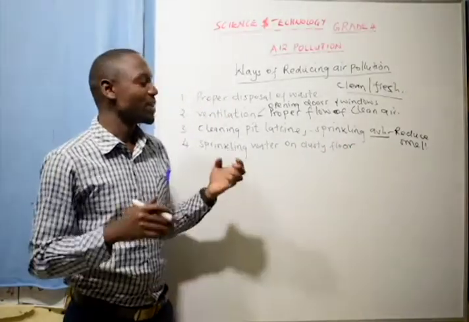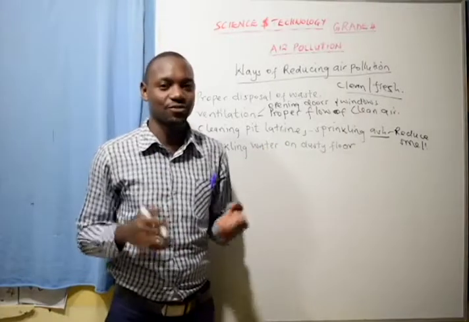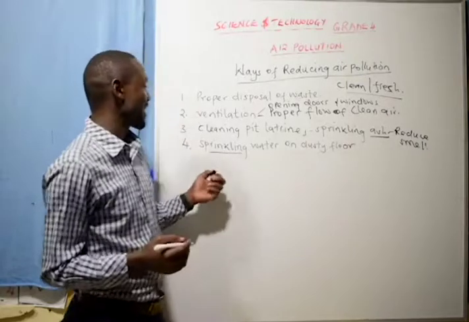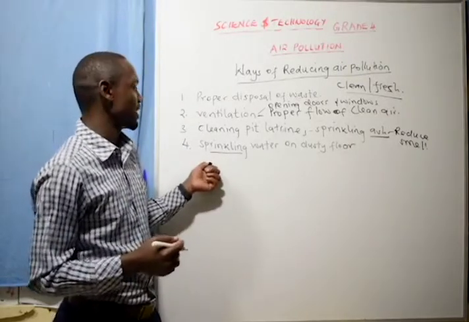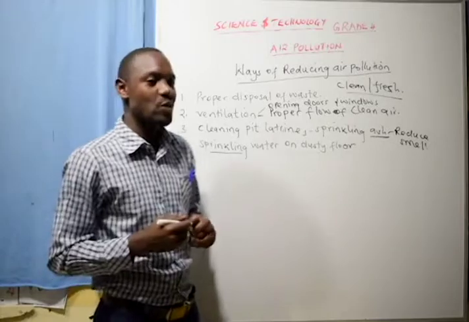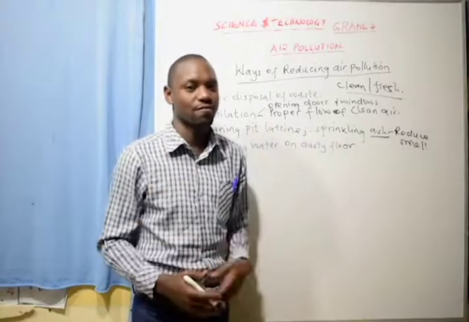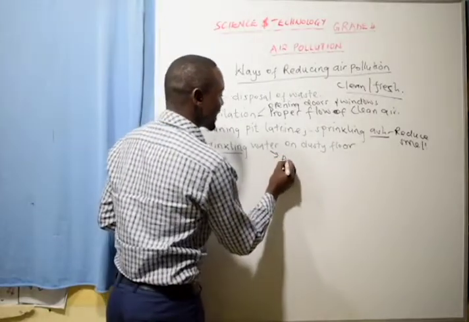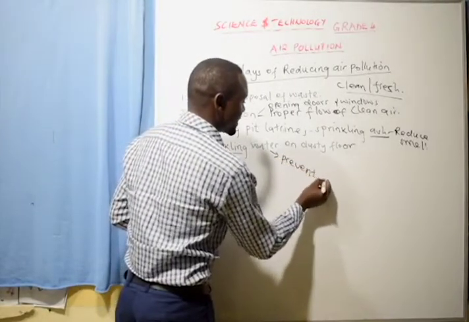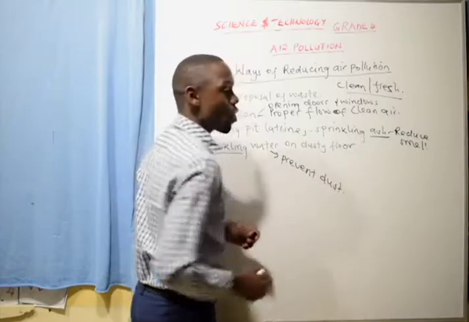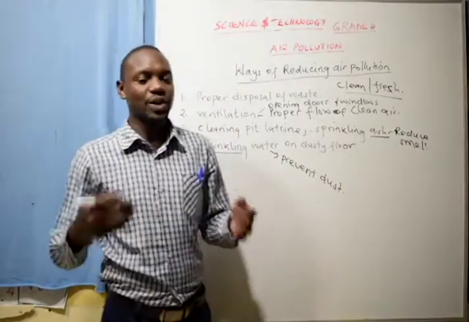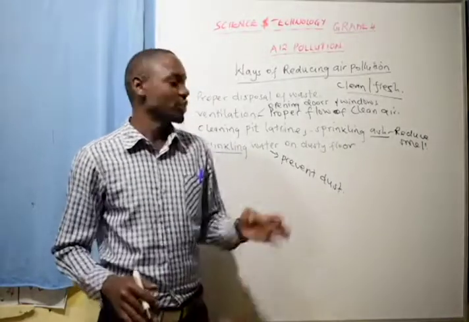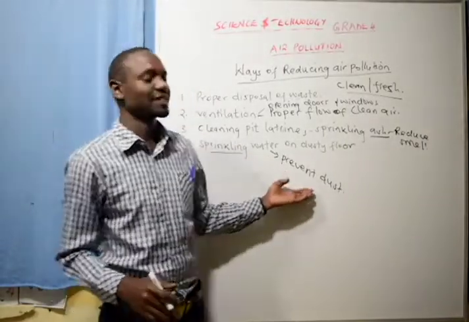It will also be able to prevent dust from flowing. That is by making sure that you sprinkle water. That is another way of reducing air pollution. Sprinkling water, especially when you are mopping or sweeping the floor. Sprinkling water will prevent dust from blowing. Just make sure that as you clean the room or the floor, you sprinkle some water on the floor. That will prevent dust from blowing.